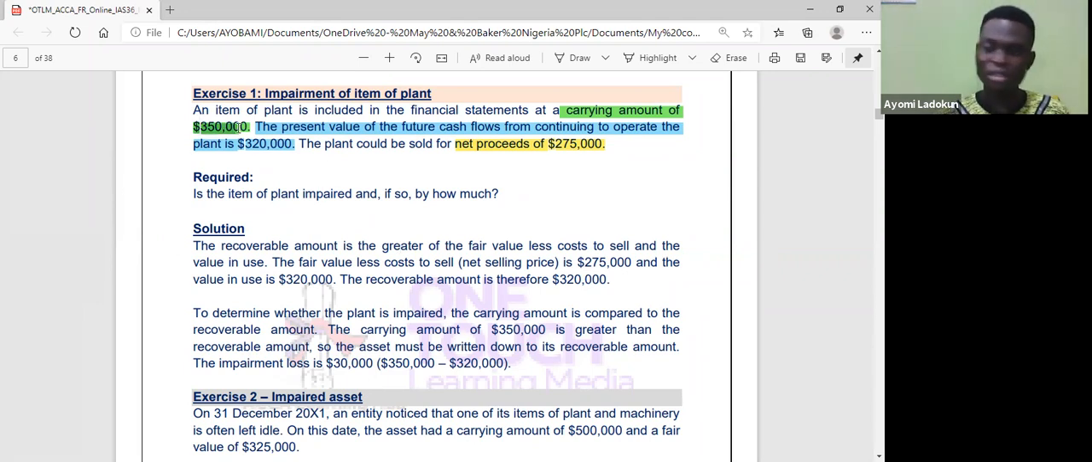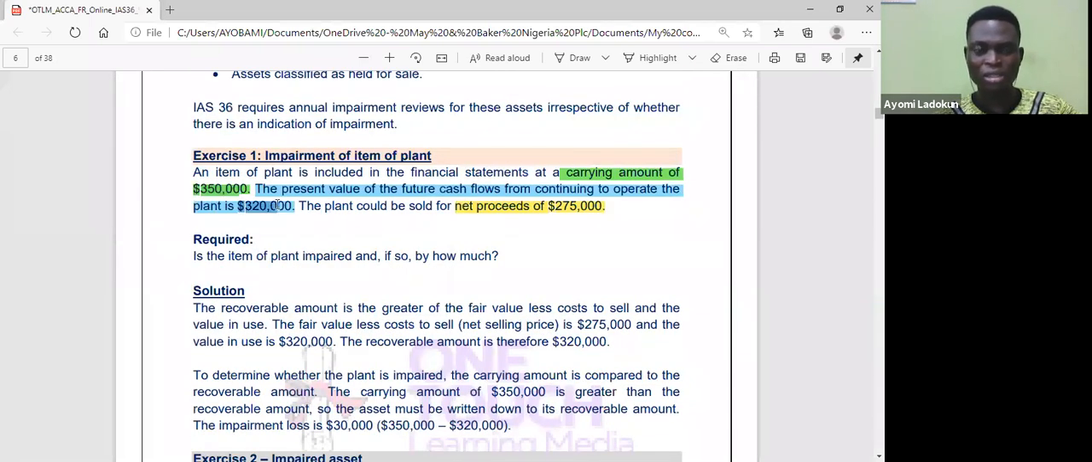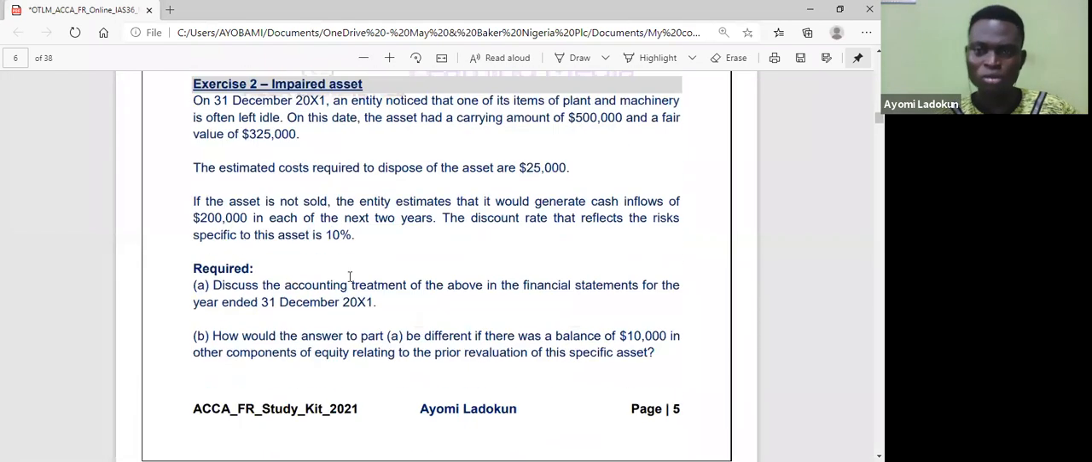I will now compare with this 350. Can you see now? In my account, I recognize the asset as 350. Meanwhile, the economic reality is saying I can actually recover 320 from the asset. So it doesn't make economic sense. I have to write it down to its recoverable amount. So I simply debit P or L and I credit the asset with 30. 350 minus 320 will give you $30,000. All right, so that's the answer. So you have the solution there. You can go through it when you have the time.